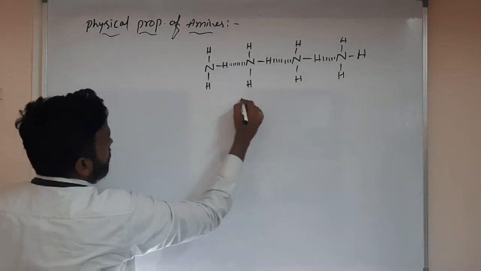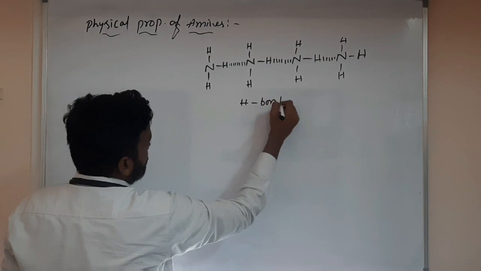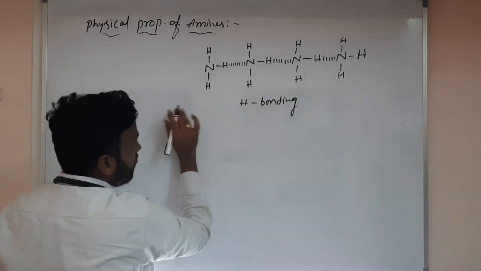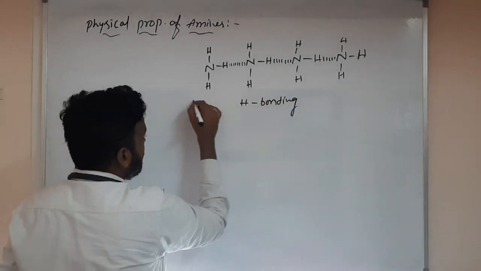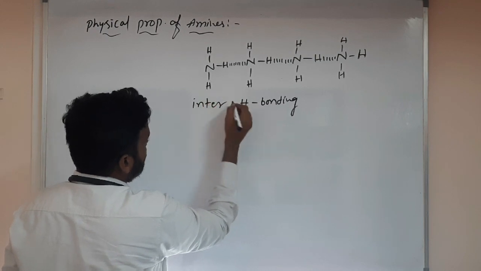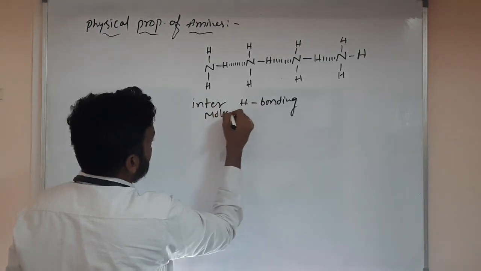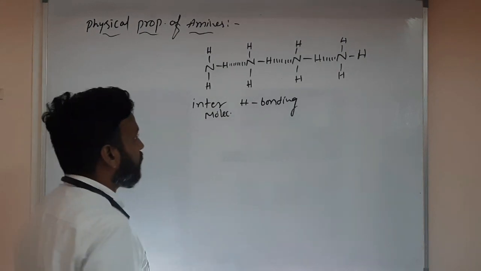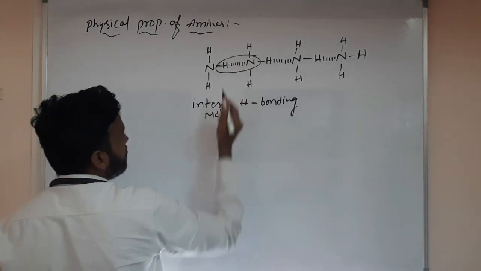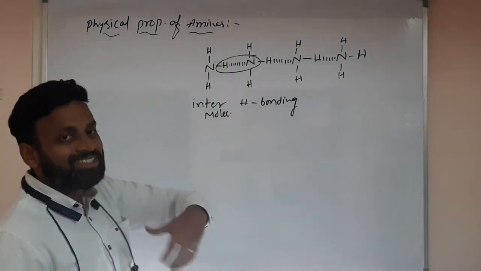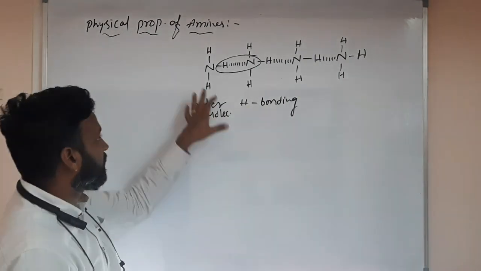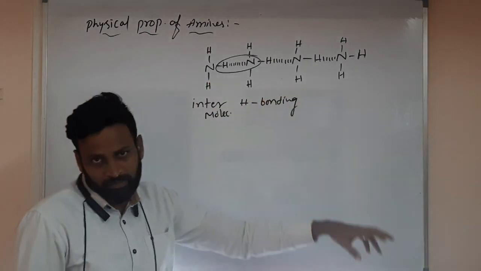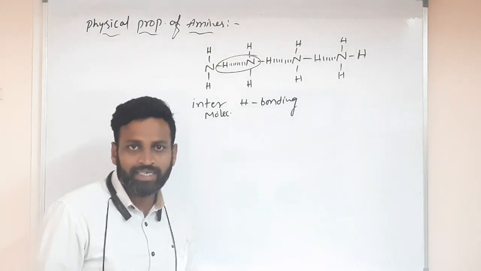So this is what bonding? Hydrogen bonding. What type of hydrogen bonding, inter or intra? Intermolecular hydrogen bonding. This hydrogen bond gives extra strength, so certainly ammonia has a higher boiling point. Correct or not? Extra strength.